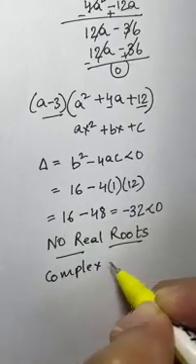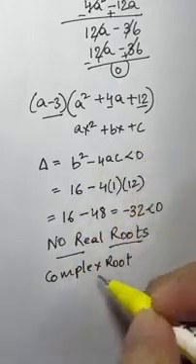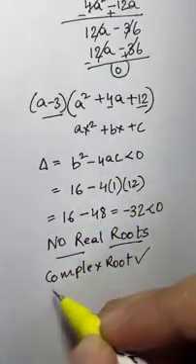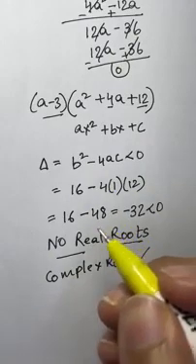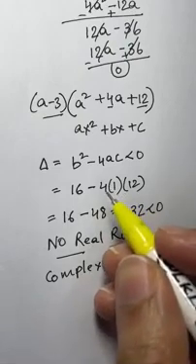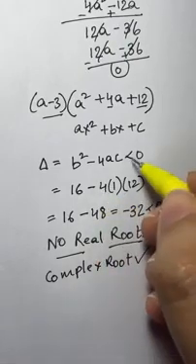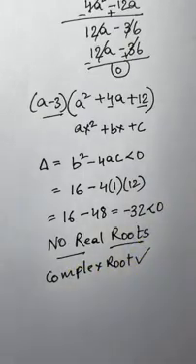So you can check that by solving your discriminant. Two complex roots. If the discriminant is equal to 0, it has 1 real root. If the discriminant is greater than 0, you have 2 real roots. But if it is less than 0, you have 0 real roots. You only have 2 complex roots.